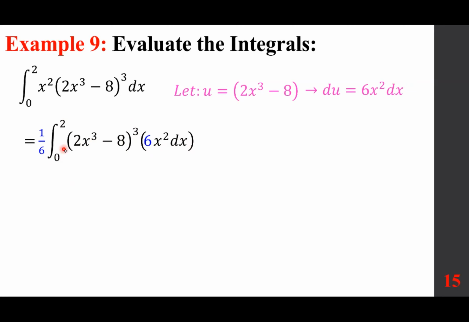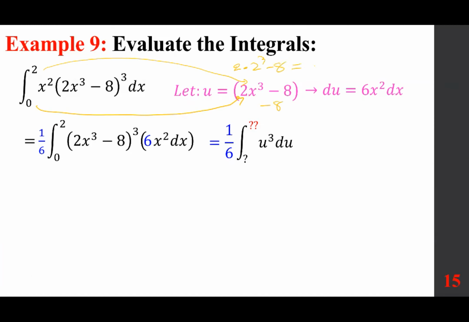And we're going to discuss the limits. For now, we're not going to put the limits, but we're going to figure out the limits in a moment. And that means plug in 0 here. If you plug in 0, you get 2 times 0 and then minus 8. If you plug in 2, you get 2 times 2 cubed minus 8. 2 cubed is 8, times 2 is 16, minus 8 is 8. And so the lower limit is negative 8. The upper limit is positive 8.